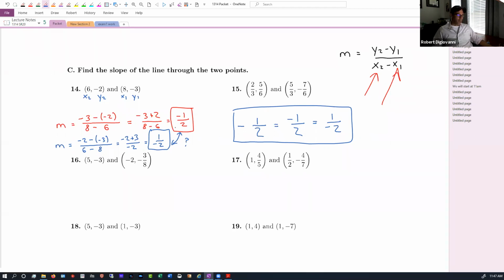I think we should do one with the fraction. I like number 17. Number 17 looks good. So I'm going to call this first point x1, y1 like that, and then this one x2, y2. Then I'm just going to apply the formula. So y2 is -4/7. And I'm going to subtract from that y1, which is 4/5. And then divide that by x2, which is 1/2, and then minus x1, which is 1. Do you all buy that? You agree with that?